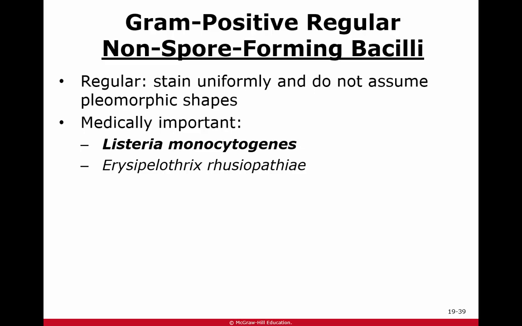And then not having pleomorphic shapes means they come in traditional, classic characteristic shapes that we're used to. Pleomorphic meaning that they can take different shapes. So basically, we want to study the ones that do not stain regularly or have pleomorphic shapes, and/or both. So who are the two major medically important ones?